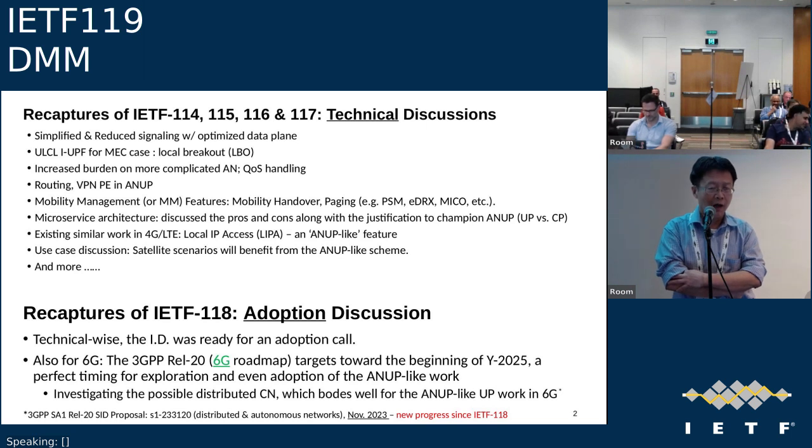One update is that after the 118 adoption call, in November, there were some discussions in 3GPP for the 6G roadmap. They're saying the work is targeting the future 6G. That's why I put one reference document here. It's talking about distributed and autonomous CN core networks. It depends on some use cases, and this is getting more attractive toward 6G. We believe that does support our argument to integrate the gNodeB, or whatever we call it, the base station, and the UPF functions together. So that's why I put it here. This is after the 118 work.